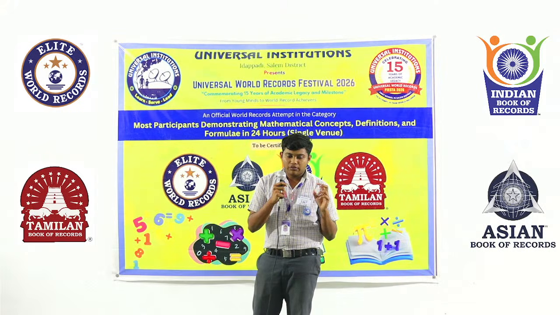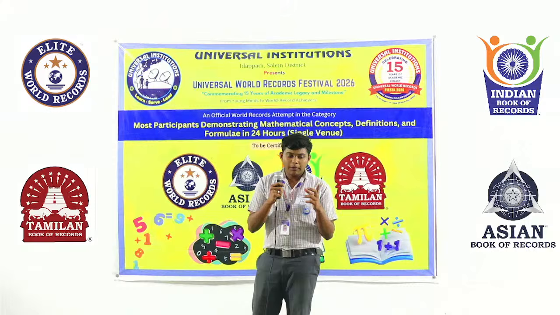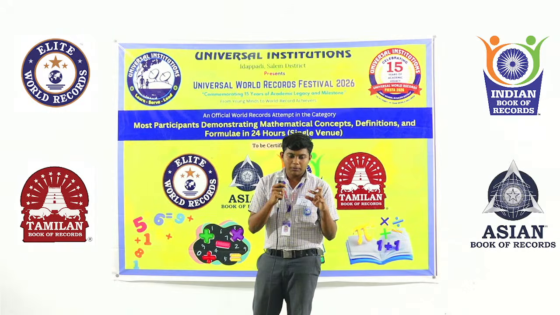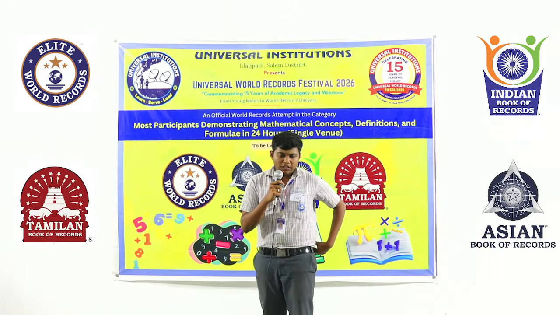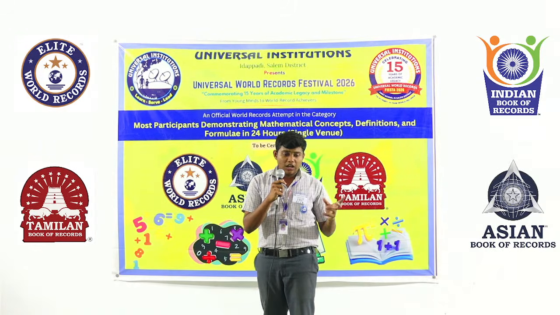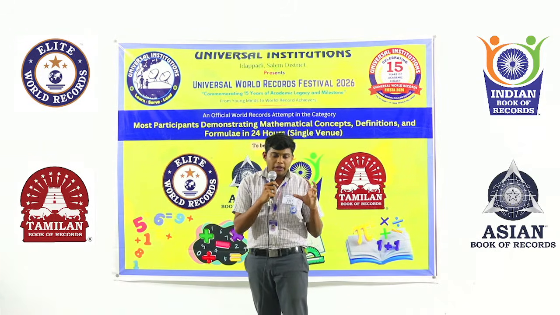Conjugate of complex numbers. For a conjugate of a complex number, we change the sign of the imaginary part. A minus ib is the conjugate of a plus ib. It is used in division, and has important properties.